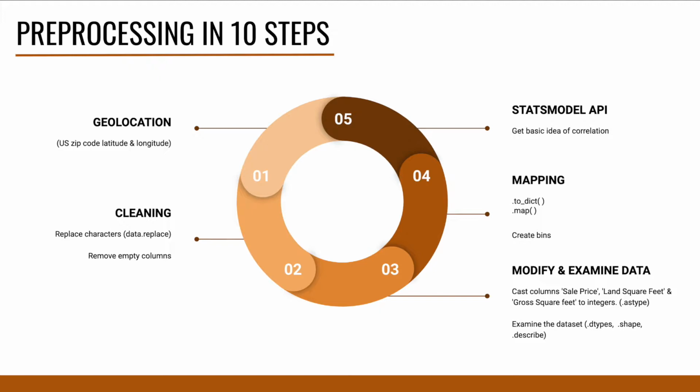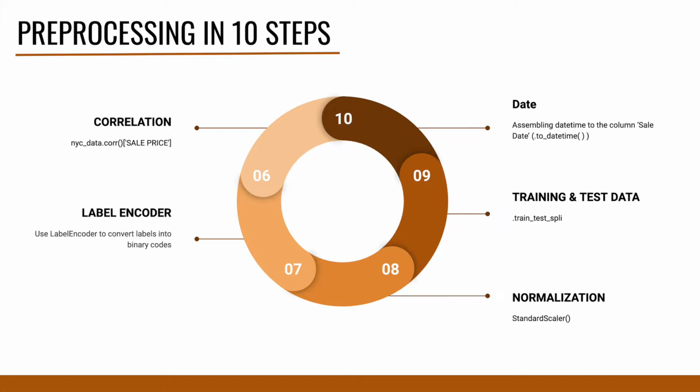Step number 5 is statsmodels API. We used this to get a basic understanding of the correlation. We used the correlation on the sales price data to understand the other columns and how much they contribute to our analysis. Step number 7 is label encoder.